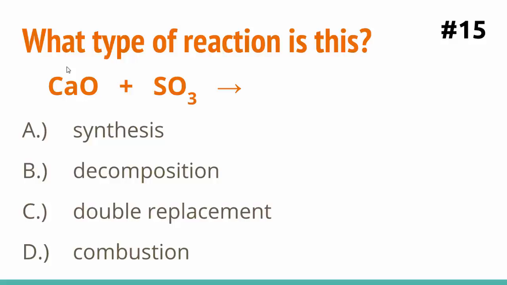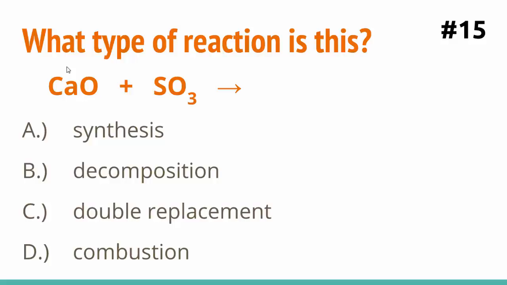Well, if you think about it, it'd be calcium and sulfur switching partners. And in this case, they both have the same partner already. So they couldn't really exchange partners and both be dancing with oxygen all over again. That doesn't work. So it can't be double replacement. It can't be combustion because we don't have a fuel or oxygen, so that's out.